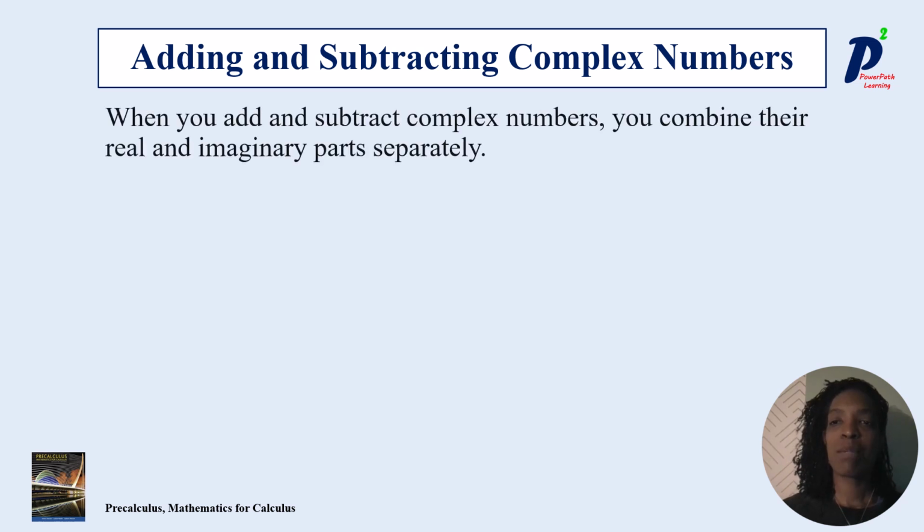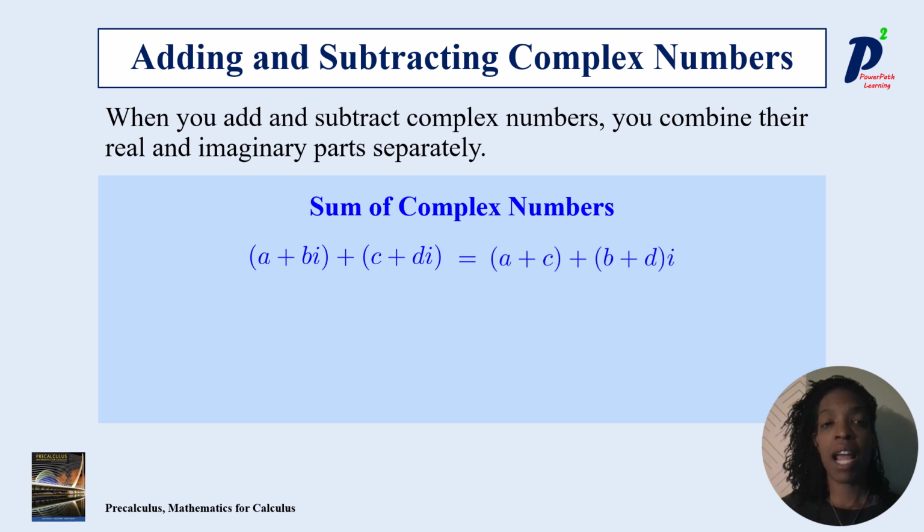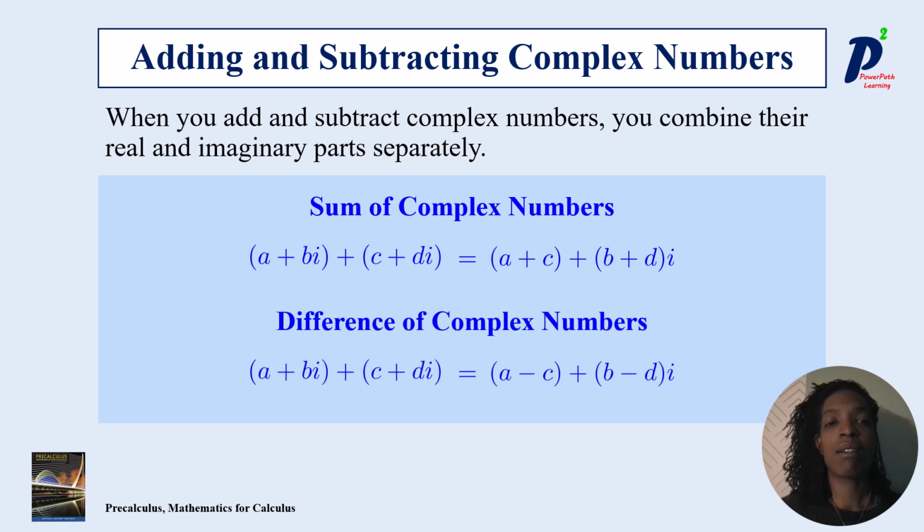Okay. Adding and subtracting complex numbers is a lot like adding and subtracting like terms. You combine their real parts and their imaginary parts separately. Officially, we can say that the sum of a plus bi and c plus di is a plus c, real part, plus b plus d, imaginary part, i. For the difference of complex numbers, we can say that a plus bi minus c plus di is a minus c, real part, plus b minus d, imaginary part, i.